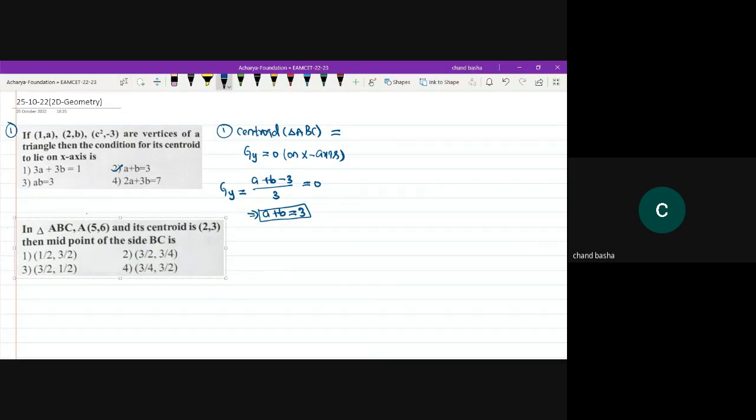This is the second question. In a triangle, A is given and the centroid is given, then find the midpoint of the side BC.